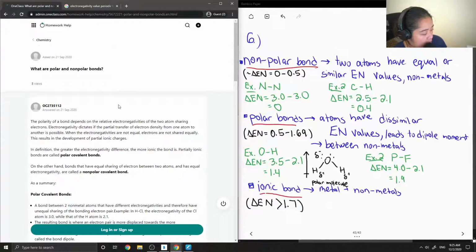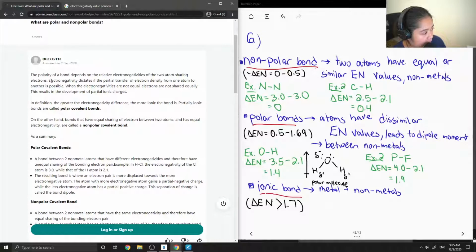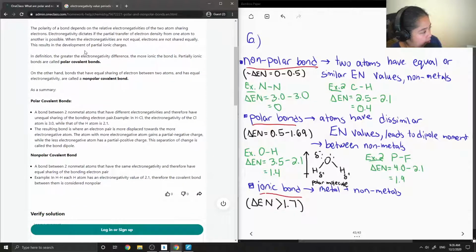So let's see what the junior tutor said. The polarity of a bond depends on the relative electronegativities of the two atoms sharing electrons. Electronegativity dictates if the partial transfer of electron density from one atom to another is possible. When the electronegativities are not equal, electrons are not shared equally. This results in the development of partial ionic charges. In definition, the greater the electronegativity difference, the more ionic the bond is.